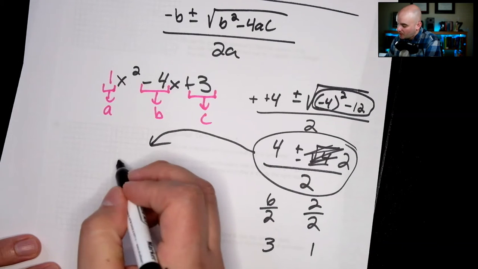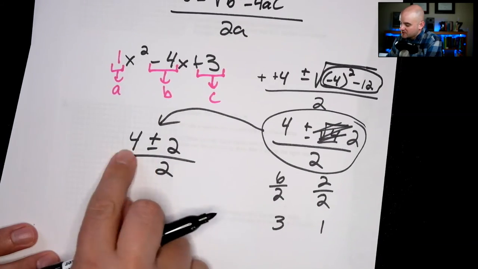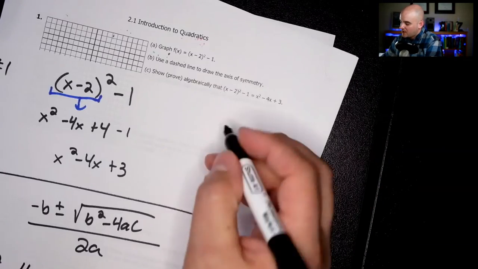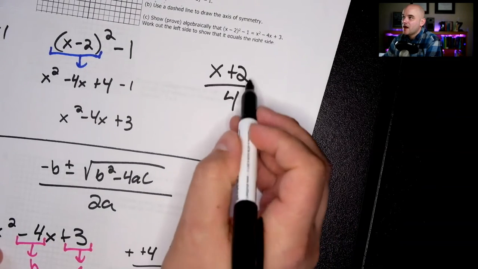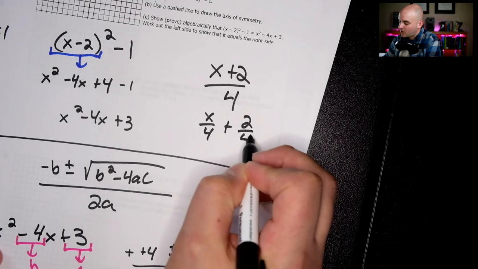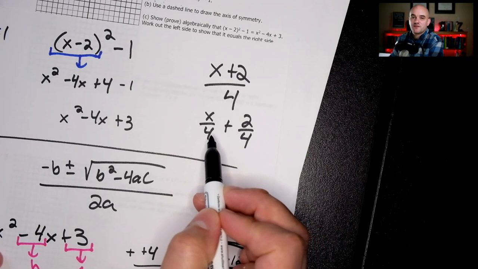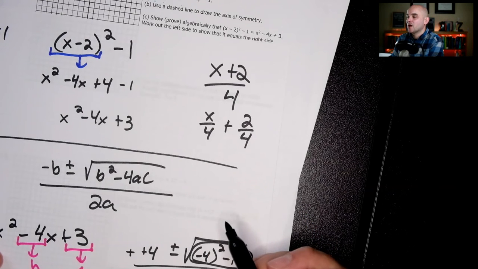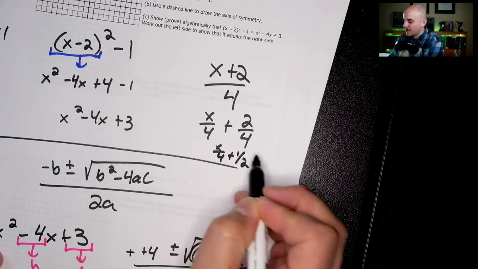So go back to this 4 plus or minus 2 over 2, and I can split this up. This is a fraction, all right? Just like when I have something like, say if I had x plus 2 over 4, I could split this up into x over 4 plus 2 over 4, right? Because remember, when we add fractions, if they have a common denominator, we can add the numerators and put it over that common denominator. And so this is the same thing as x over 4 plus 1/2, right?